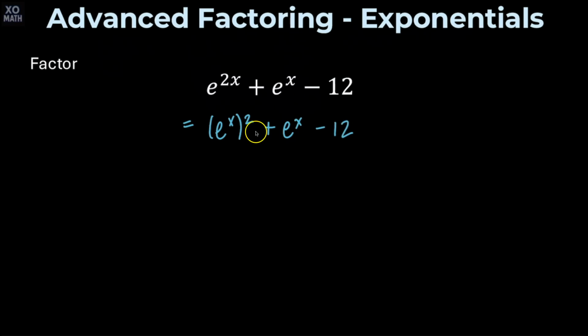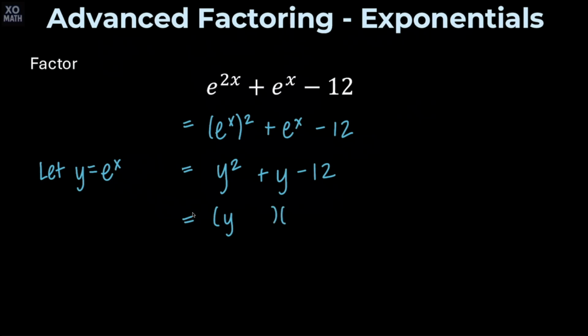Now you may already recognize it to be in quadratic form, but it's even easier to recognize if we perform a substitution. We're going to let a different variable, I'll say y, equal e to the x. Now I'm going to replace each e to the x with the variable y. So I have y squared plus y minus 12 now, which we can more clearly see is a quadratic, and a nice one with a leading coefficient of 1, so it's pretty easy to factor. We're going to go ahead and factor it.